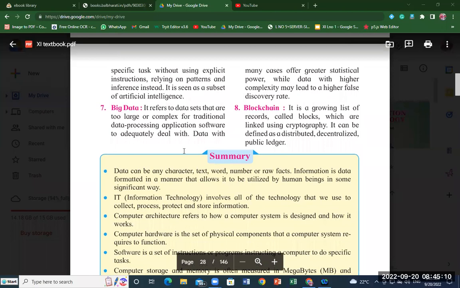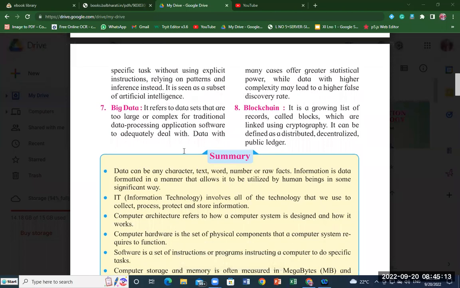Next is big data. It refers to data sets that are too large or complex for traditional data processing application software to adequately deal with. Now, I had a 2 GB pen drive. Fine. Then after a month, I found out that 2 GB is not sufficient. I went on to 4 GB, then 16 GB, and now I'm using 32 GB. But still the data is more. What I need to save, the data is more, and this process goes on, right?